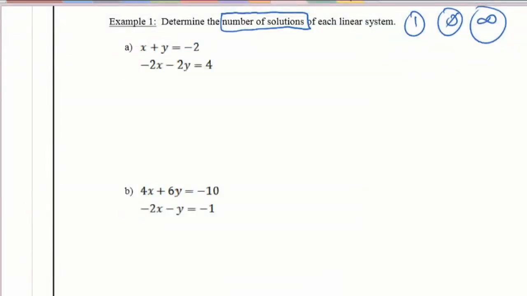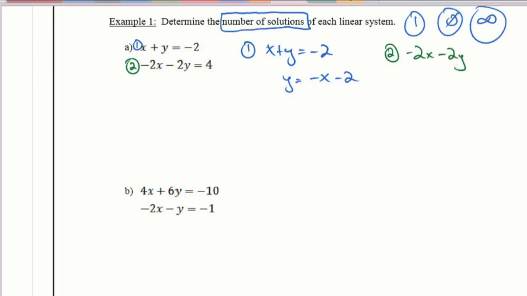So let's convert these puppies. I have line number 1, I'll call it. I have line number 2. I'm going to switch them into slope-intercept form. So number 1, x plus y is negative 2. I'm going to subtract x from both sides. Negative x minus 2. My second line, negative 2x, negative 2y is 4. I'm going to move my y to the other side to make it positive on the other side.